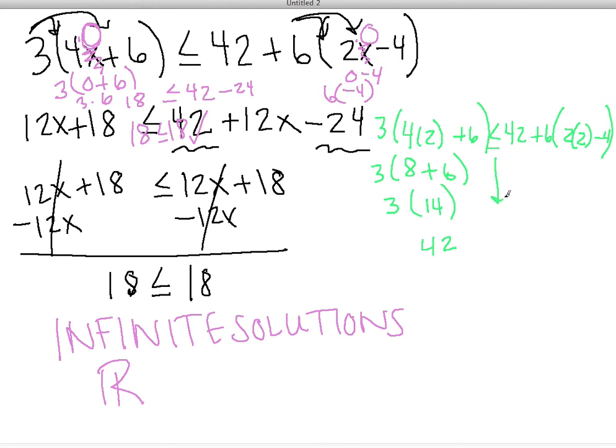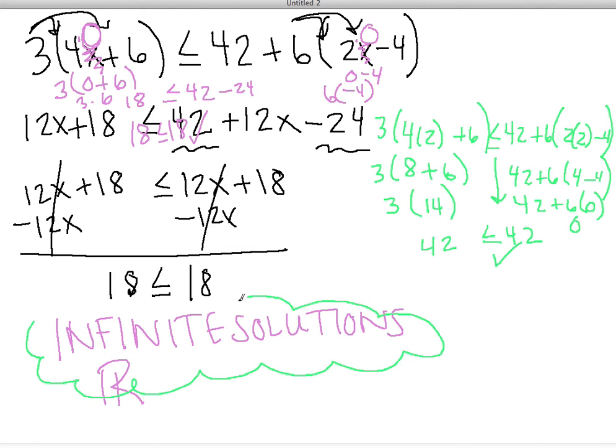We carried down our less than or equal to sign, and now we have 42 plus 6 times 2 times 2 is 4 minus 4. So we have 42 plus 6 times 4 minus 4 is 0. 0 times 6 is 0. So 42 plus 0 is 42. So is it true that 42 is less than or equal to 42? Absolutely. So again, what we're recognizing is that any number that we plug in for x will make this a true statement. So this right here has infinite solutions.